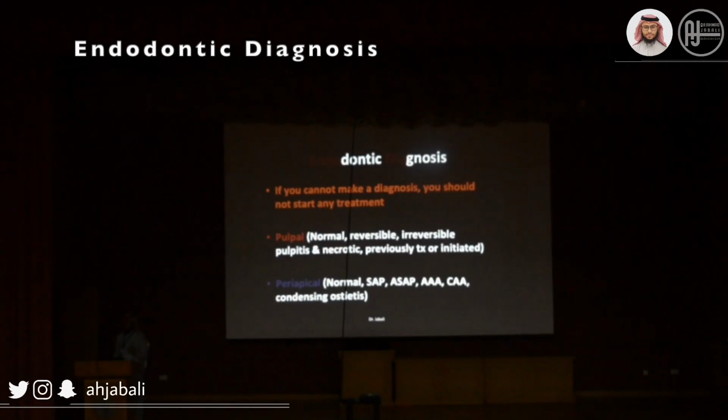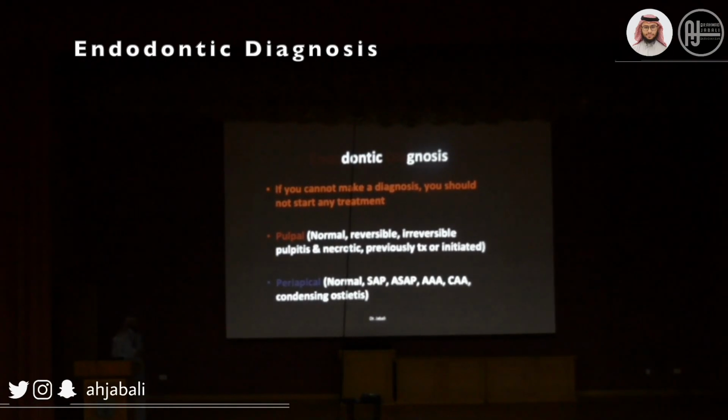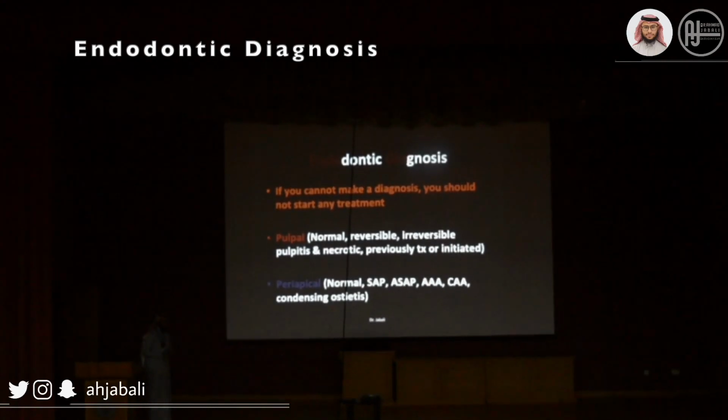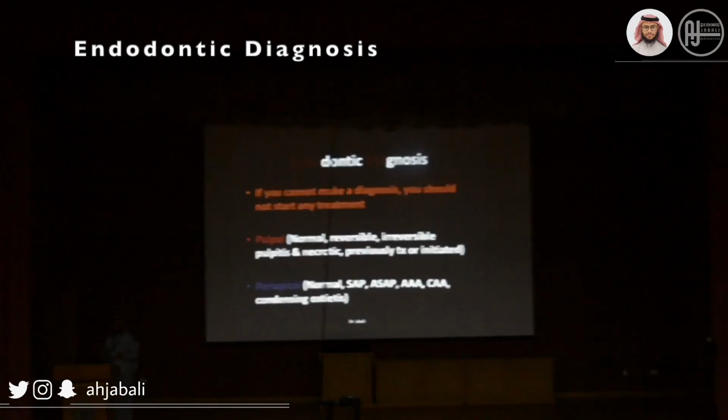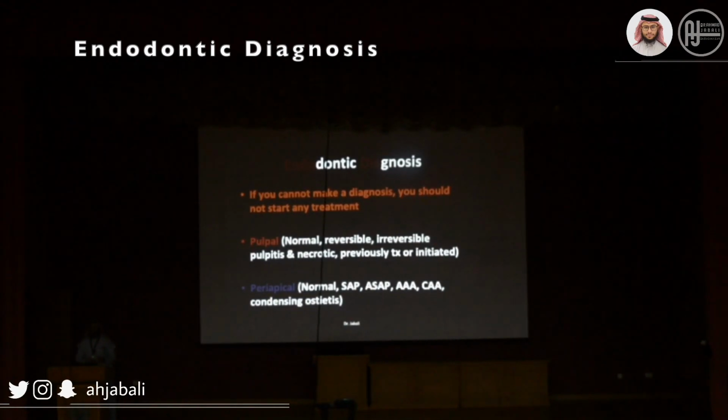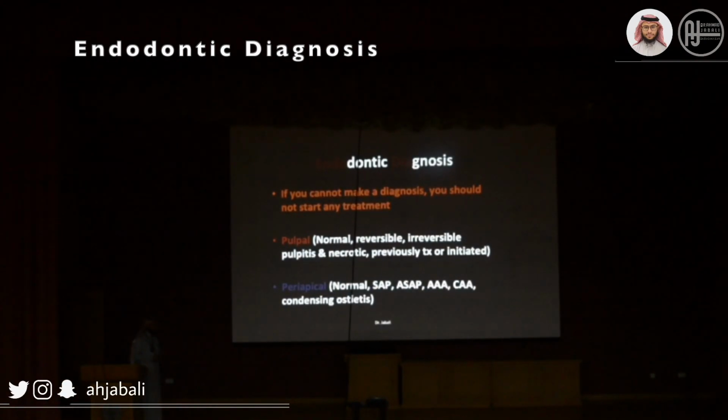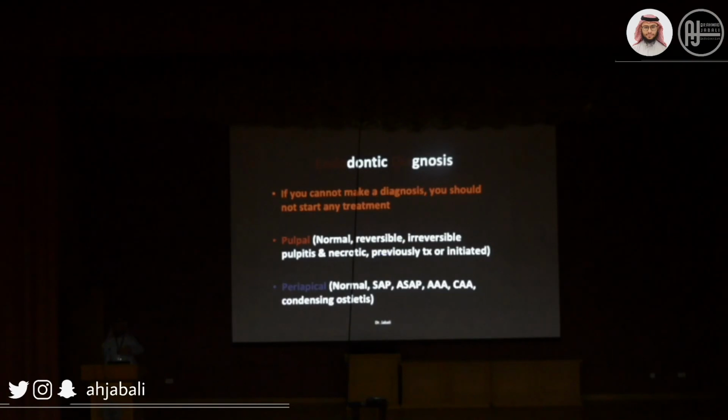So in endodontic diagnosis, we have two parts. We have to have a diagnosis for the pulp, and we have to have a diagnosis for the periapical tissue, whether there is a lesion or there is no lesion. Is there a chronic abscess, an acute abscess, is there a stoma, is there no stoma, is there a cyst or not. Also, you have to check the pulp, whether the pulp is inflamed or the pulp is healthy. There is a necrosis in the pulp or not, before you start any treatment. Then, after you make your diagnosis, you might proceed to the treatment.